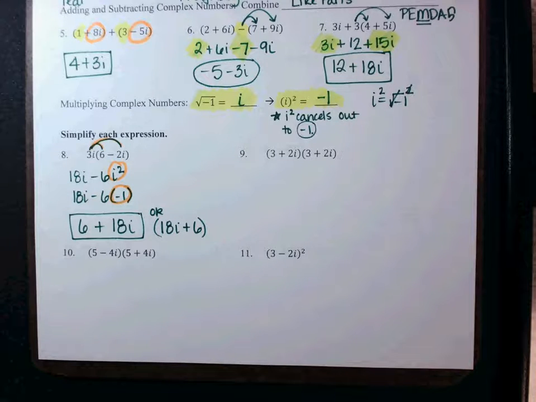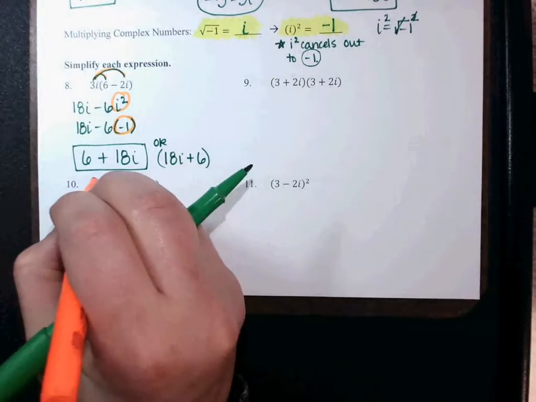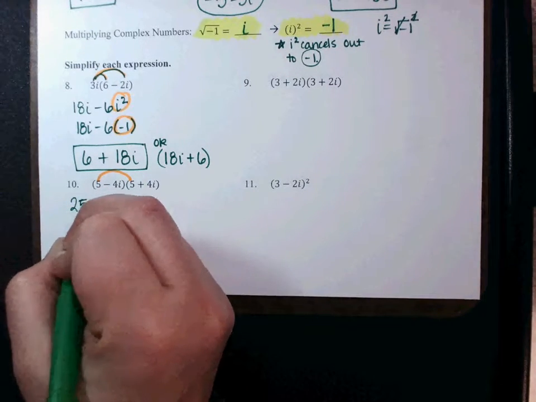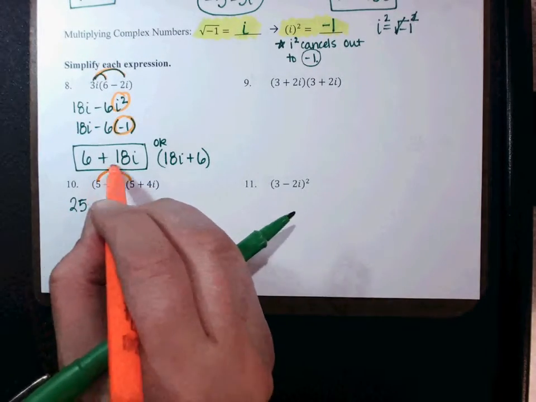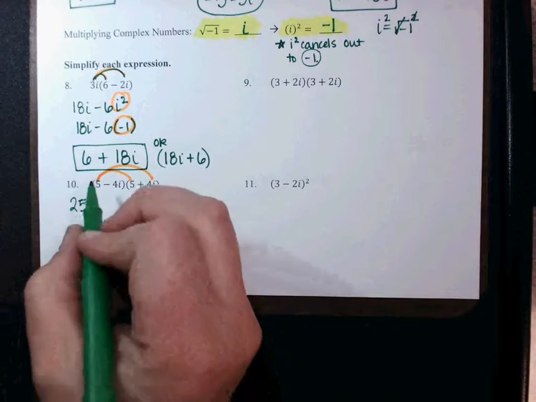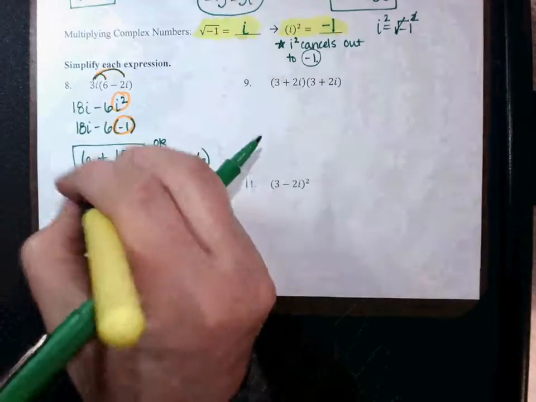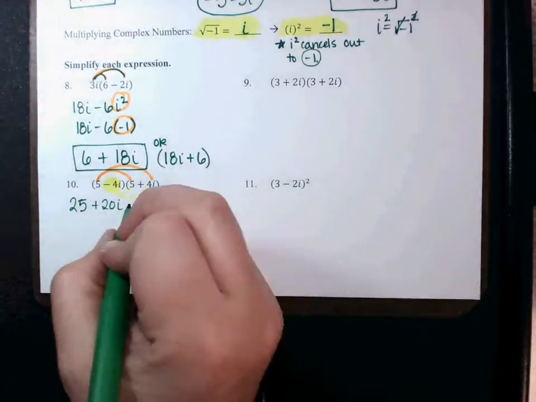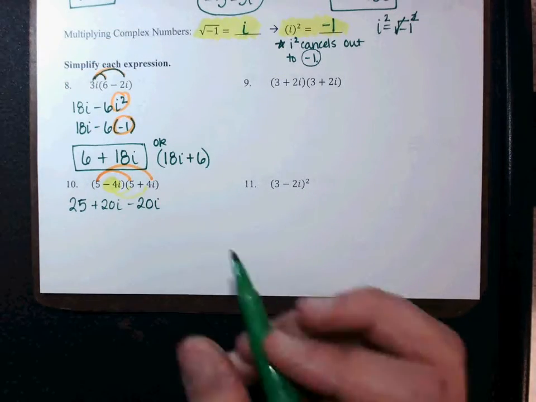Okay, let's look at number 10. I'm going to double distribute this time. What is 5 times 5? 25, right? Okay, and then 5 times 4i, what do we get there? Plus 20i. Then I'm moving to my second distribution. Now I have the -4i. What is -4i times 5? -20i. And then what is -4i times 4i?